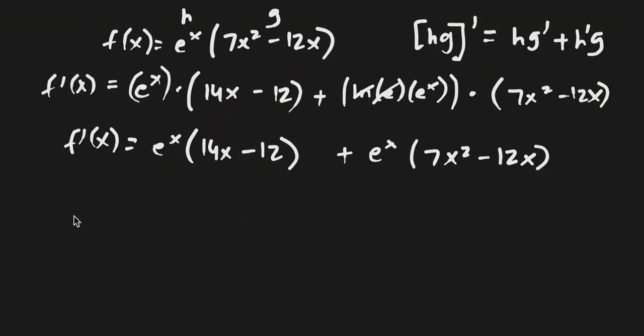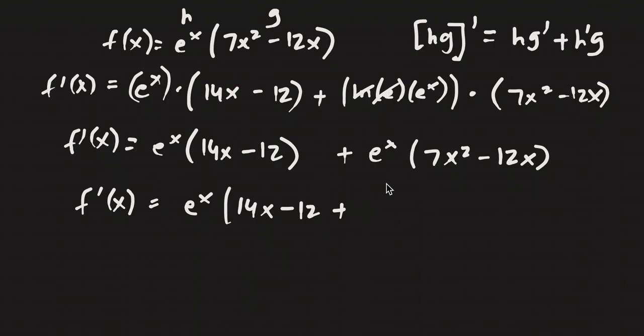The reason why I did that is because I can take this e to the power of x out of the whole expression and then add these two together. So that would be 14x minus 12 plus 7x squared minus 12x. So this would be what we have. Let's try to simplify what's inside here, and then that's your answer.